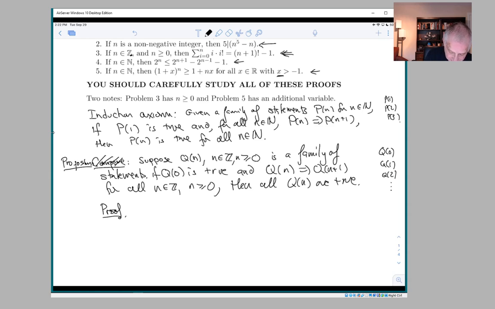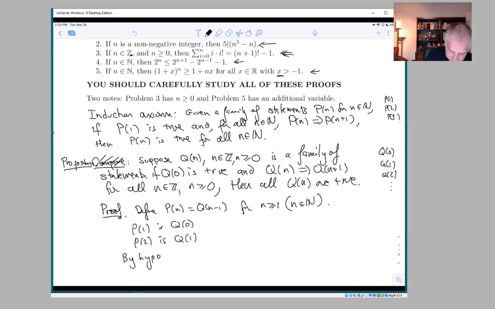Well, let's define P of n to be Q of n minus 1, for n bigger than or equal to 1, or in other words, n in the natural numbers. So then P of 1 is Q of 0, P of 2 is Q of 1. So by the hypotheses of our proposition, Q of 0 is true, so P of 1 is true.